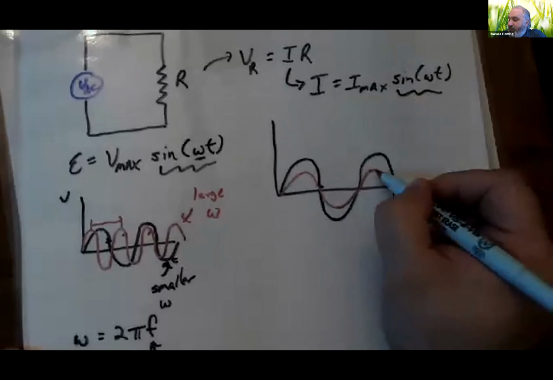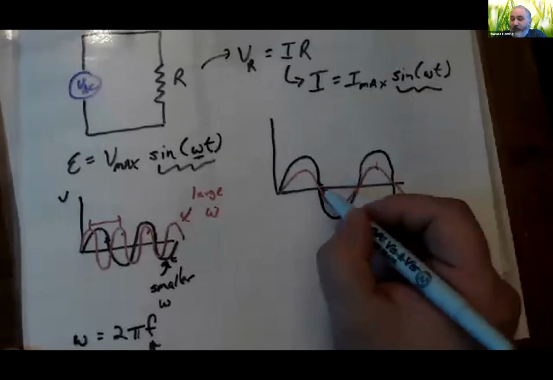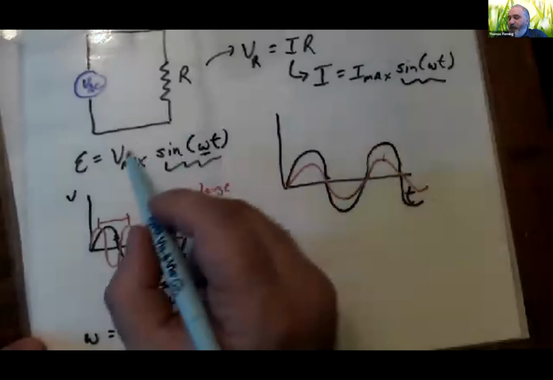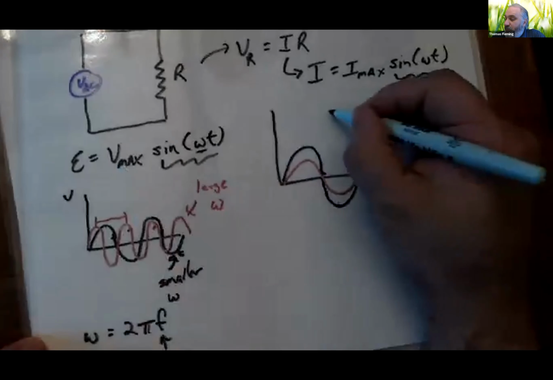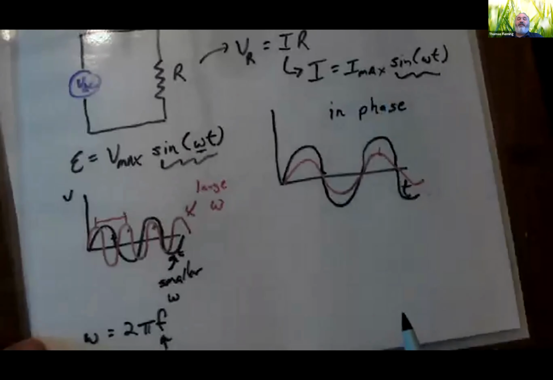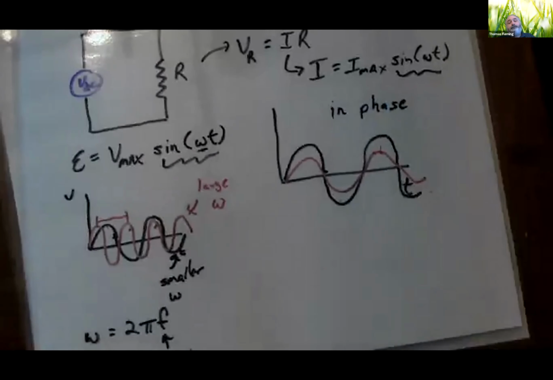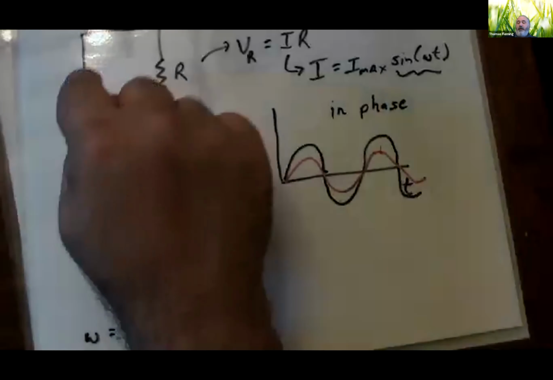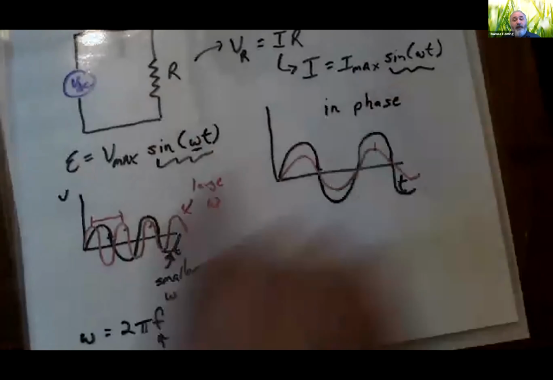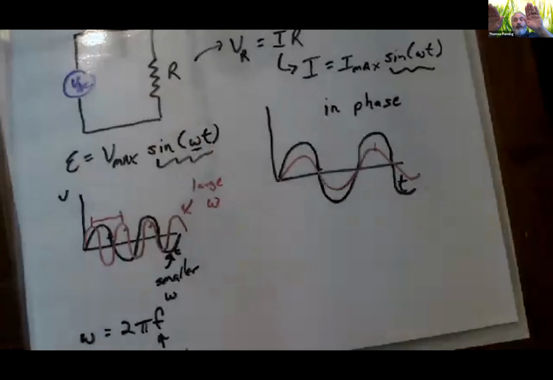So their peaks will happen at the same time, their valleys will happen at the same time, their zeros will happen at the same time. When this sort of condition is met, we say that the current and the voltage are in phase. Right, that's the term that we'll use. So that's cool. That means resistors are super easy to wrap our heads around, because when the battery is putting out the biggest amount of voltage, that's also when we're going to get the biggest amount of current. They're going to rise and fall in unison.